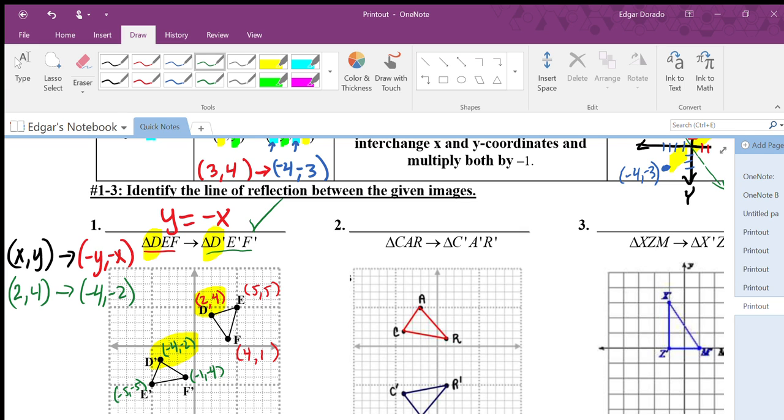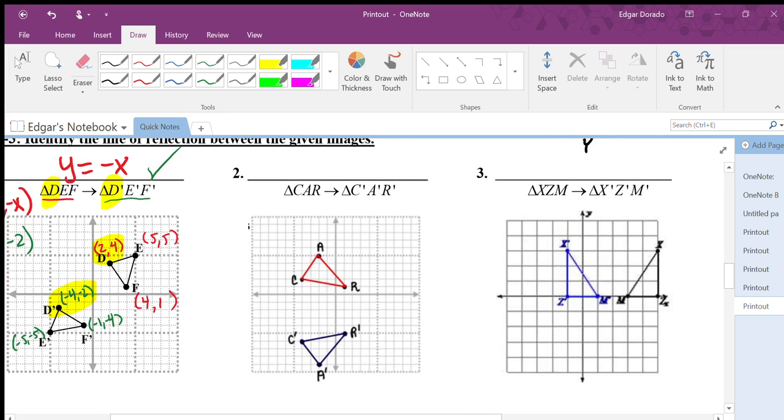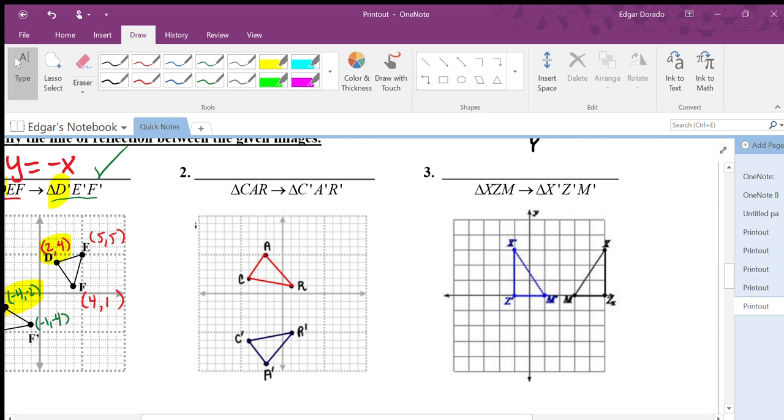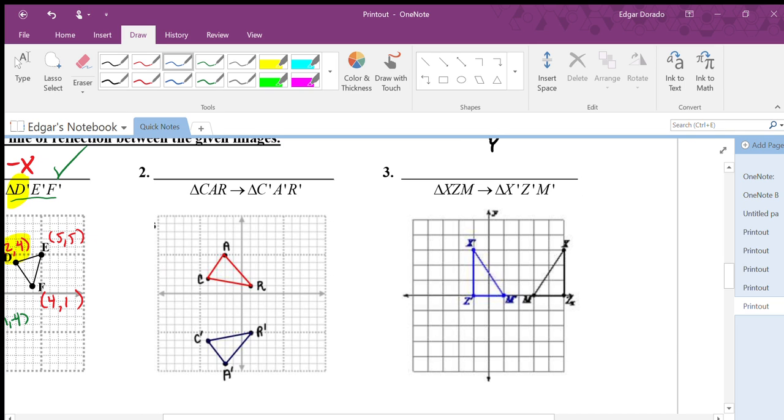Okay, so we are all done with example number 1. Let's take a look at example number 2. All right, well, maybe you're thinking reflection over the x-axis, and you technically are wrong, but you're on the right track. So let's see. Remember what we said about distances, guys. We said that the distances between any two points or any of the vertices in the corresponding triangles have to be the same distance.